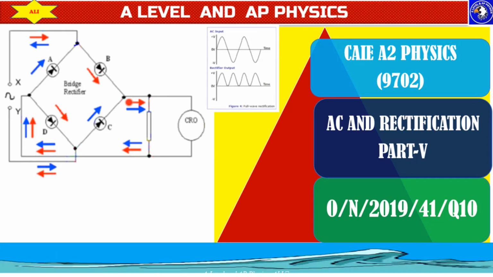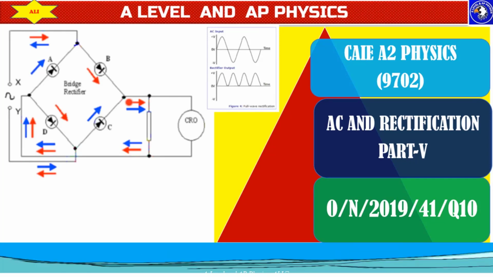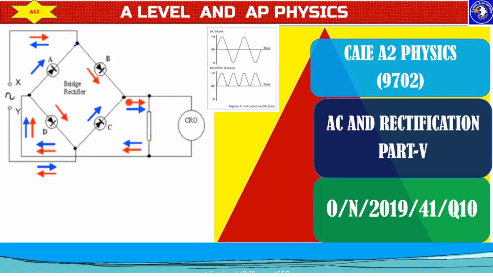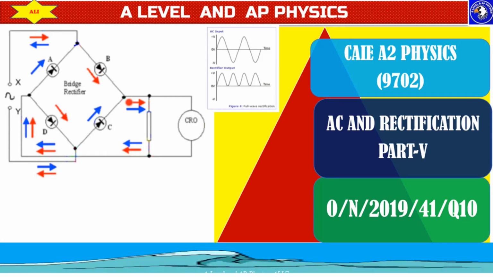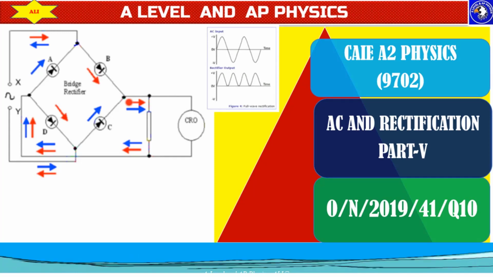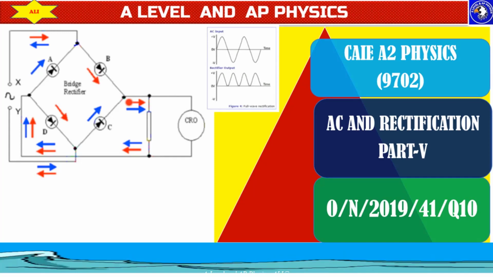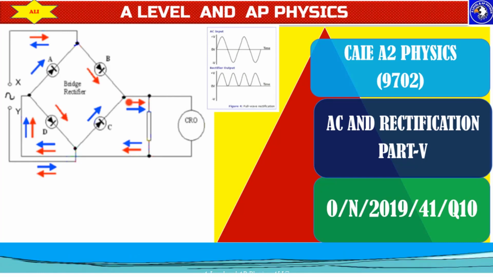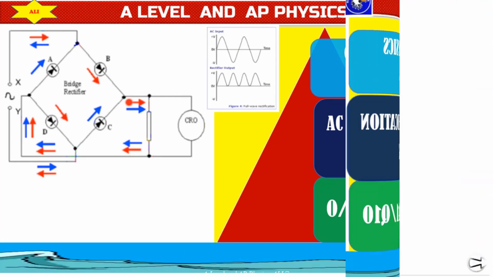In today's lesson, we will talk about AC and rectification from Cambridge A2 Physics. This is our 5th video on this topic. In today's class, we will explore the bridge rectifier circuit, a special case of bridge rectifier circuit when diodes are not arranged in a diamond shape.